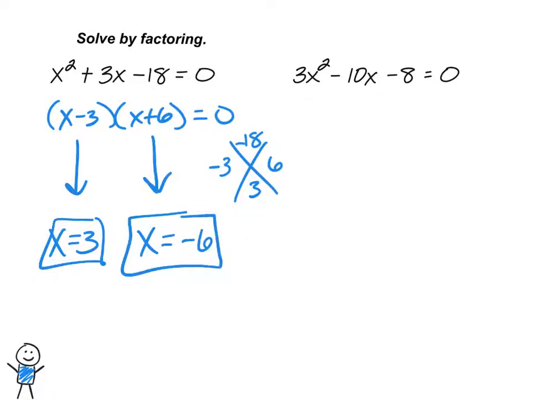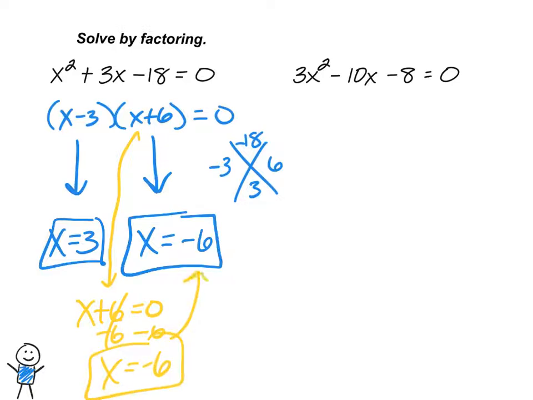And just for example in yellow, the x plus 6, if you set it equal to 0, you would get the negative 6 by subtracting the 6 from both sides. I'm just skipping that step, trying to help you see the pattern.